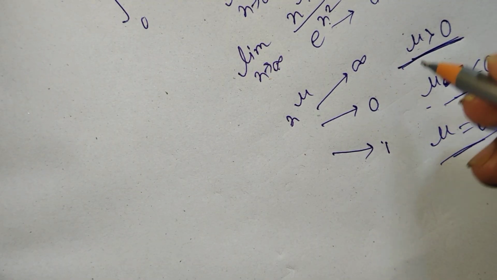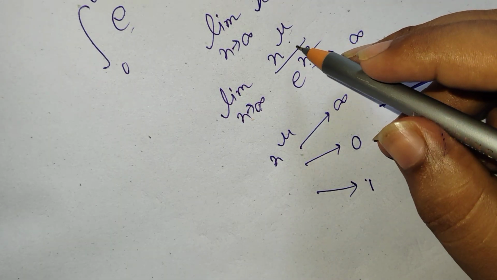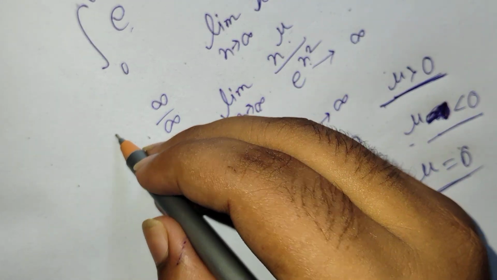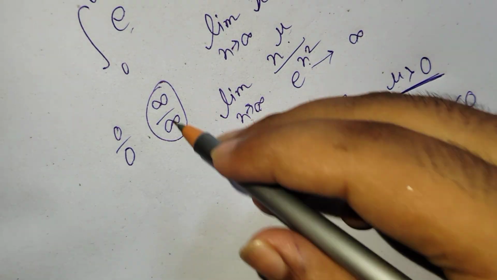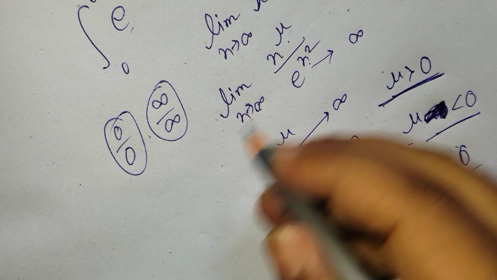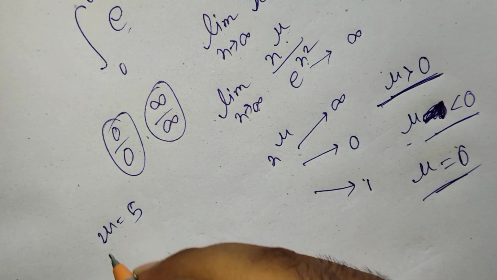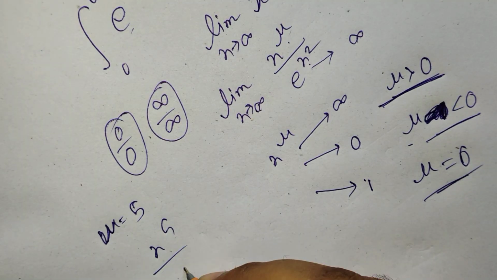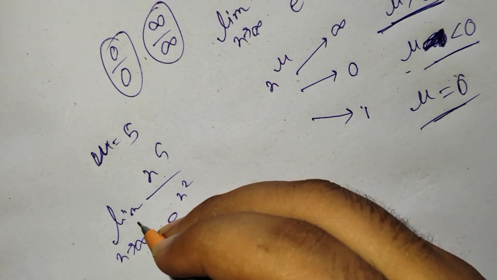Now we can take any value which is greater than 1, also greater than 0 definitely. We have to choose mu so that the limit will exist. So you have to make the format something like 0 by infinity, infinity by infinity or 0 by 0. In this case we are talking about infinity by infinity. In the next portion I will talk about 0 by 0 also. So we can take any kind of value, let's say mu equals to 5, x to the power 5 by e to the power x square, and limit x tending to infinity.